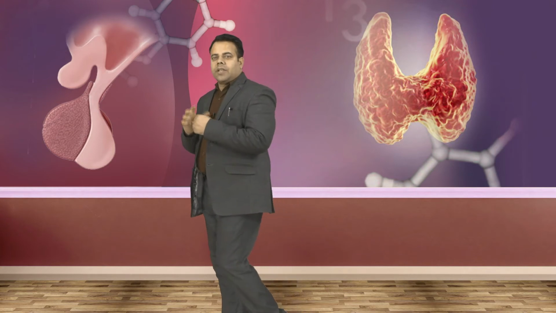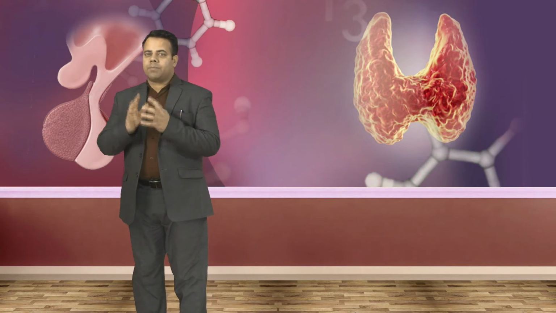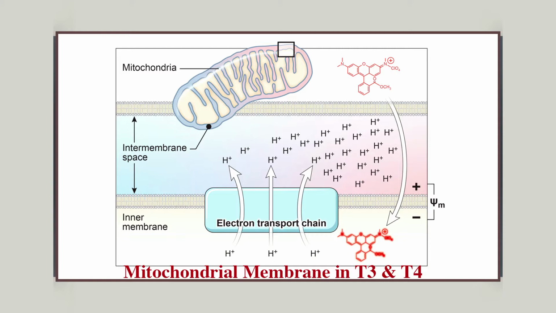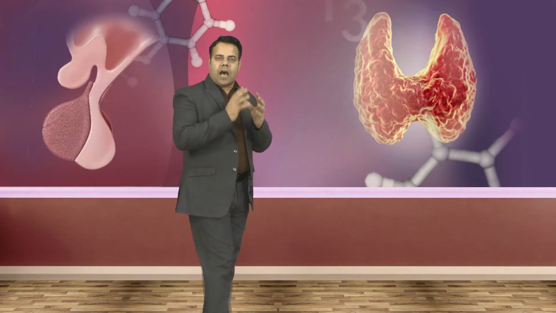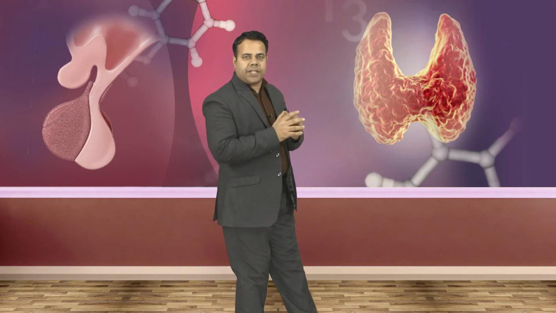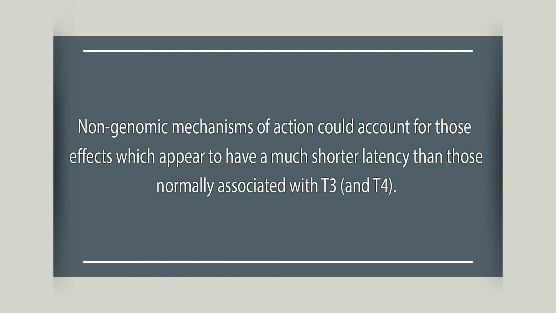In addition, there is evidence for a non-genomic action, and that the thyroid hormones can influence mitochondrial membrane transport processes directly once bound to the membrane located binding sites. One such suggested mitochondrial action has been the uncoupling of energy production from heat synthesis, and another concerns the exchange of intramitochondrial ATP for cytosolic ADP. Certainly, non-genomic mechanisms of action could account for those effects which appear to have a much shorter latency than those normally associated with T3 and T4.